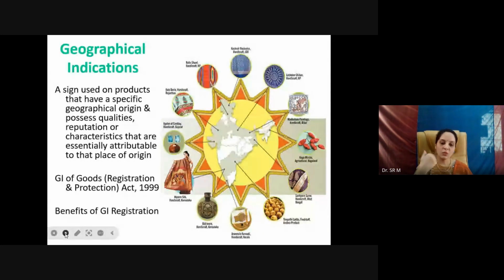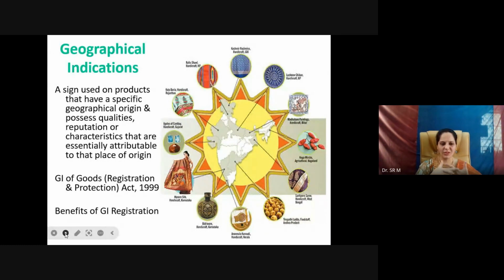Okay. Once registered, GIs, geographical indications, are protected for an initial period of 10 years, and it can definitely be renewed indefinitely. So the Geographical Indications of Goods (Registration and Protection) Act 1999 is the primary legislation governing geographical indications in India. And this act actually came into force on September 15th, 2003.